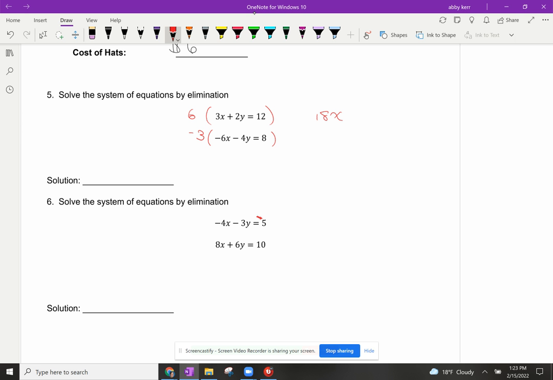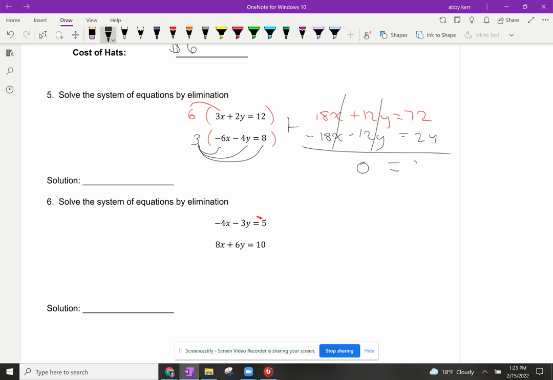We're going to be left with 18x plus 12y equals 72. Sorry, this should be a +3 because this needs to be opposite, which it is now. Now this is -12y. The nice thing about this, it goes away. We're left with 0 on the left, and then that equals 96. So there is no solution.